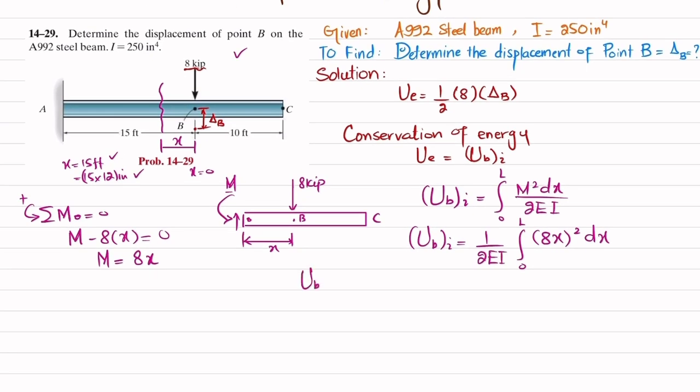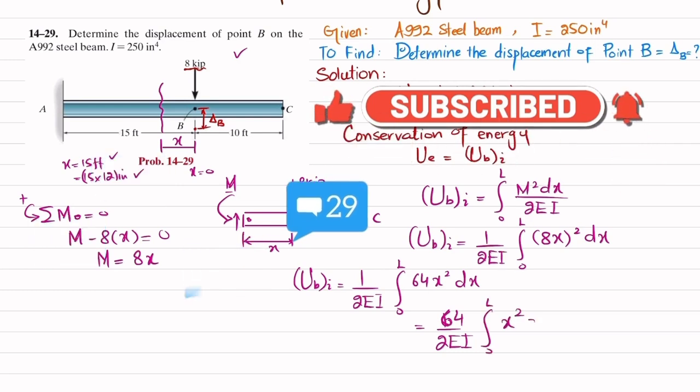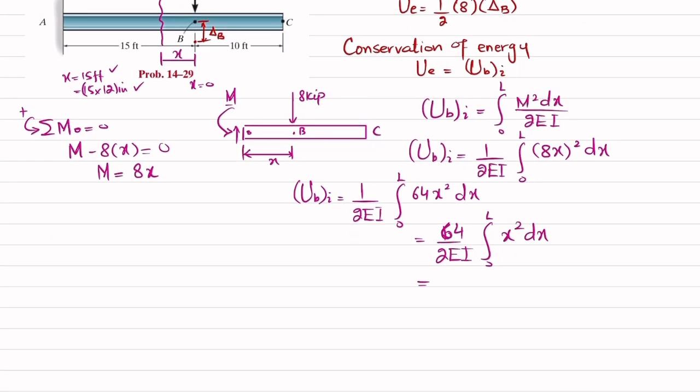Now this bending strain energy is equal to 1 over 2EI integral 0 to L, so this is 64x squared into dx. And if you further simplify, it will be 1 over 2EI, and 64 will come out. So we are left with the integral from 0 to L of x squared dx. Okay, so that will be 32 over EI, clear, and the integral of x squared will be x cubed divided by 3 with limits from 0 to L.